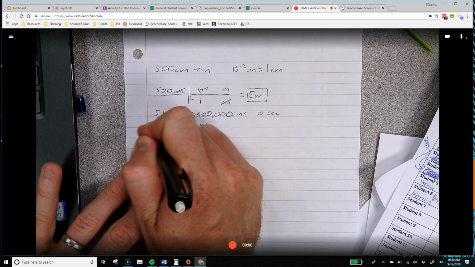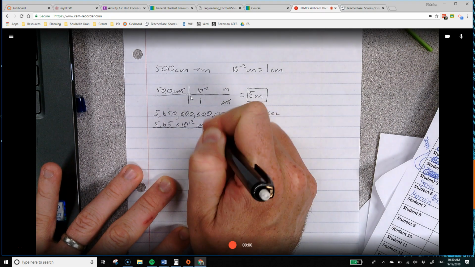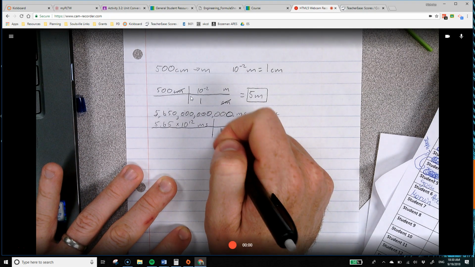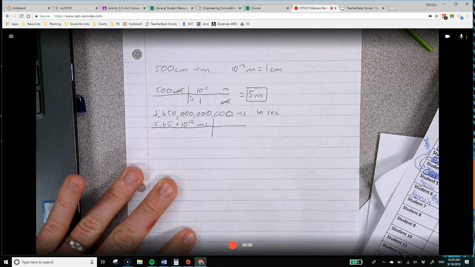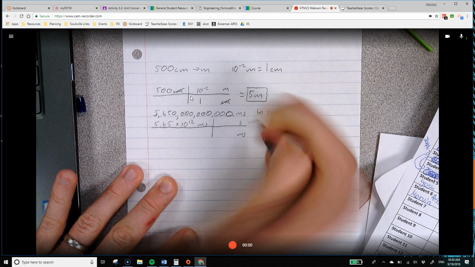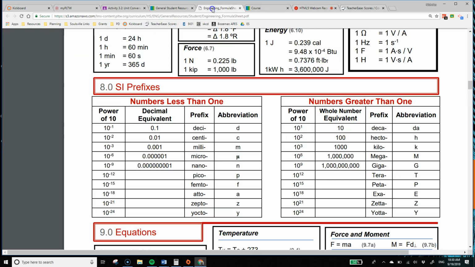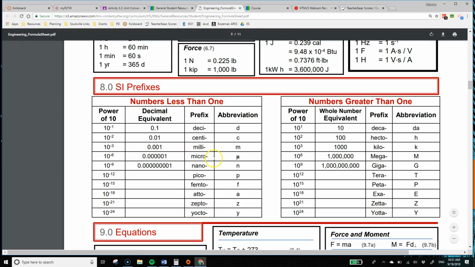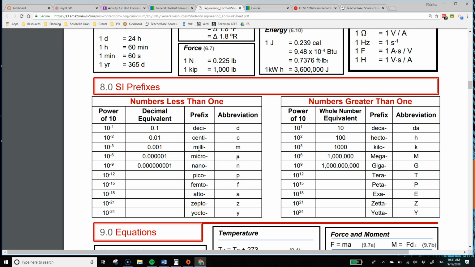And then I want to convert that to seconds. So do I have milliseconds on the top or the bottom for my conversion? Bottom. Milliseconds to seconds. Let's go back into my formula sheet and find the conversion. So what's my conversion from milliseconds to seconds? Milliseconds is not 3, it is minus 3. Yeah. So 10 to the minus 3 seconds is 1 millisecond.